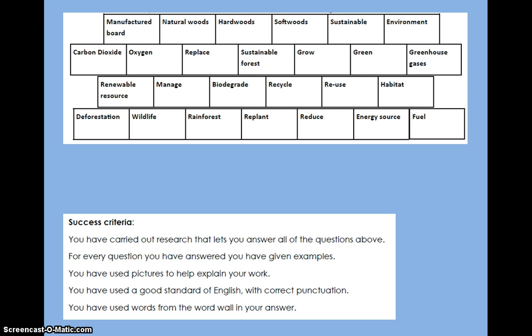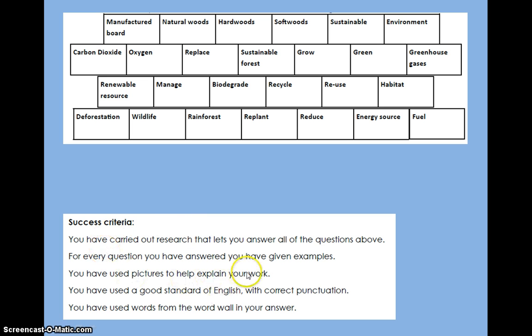Right, here's to help you. Success criteria at the bottom. If you can tick off that you've done these, you will have a successful piece of homework. So you've carried out the research that lets you answer all the questions above. We'll know that because you'll have answered them. Every question you've answered, you've given examples. That's really important. It helps to illustrate your understanding. It helps to show that you do understand it.